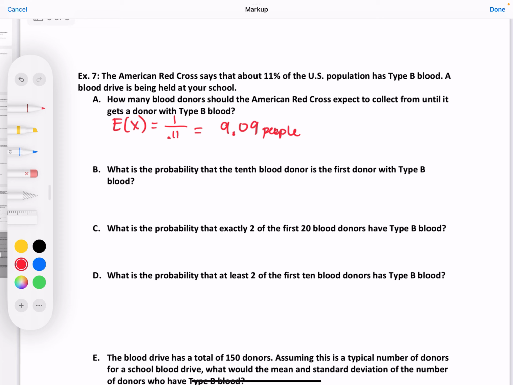So then, again, with these ones, you can tell me either by hand or in the calculator, but what is the probability that the 10th blood donor is the first donor with type B blood? So which one? So does order matter? Yes. Okay, so which one does order matter for?